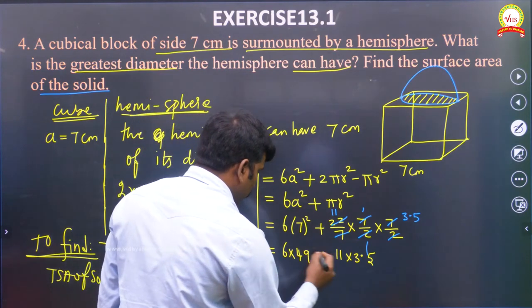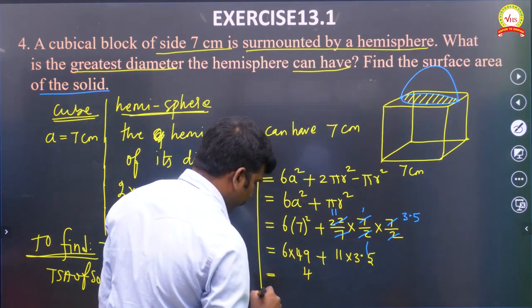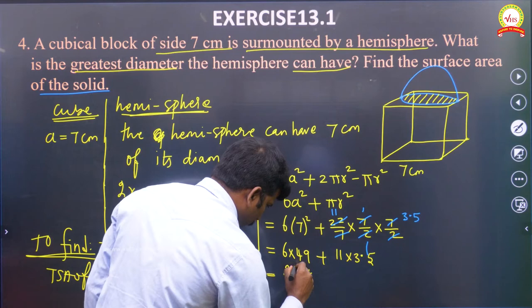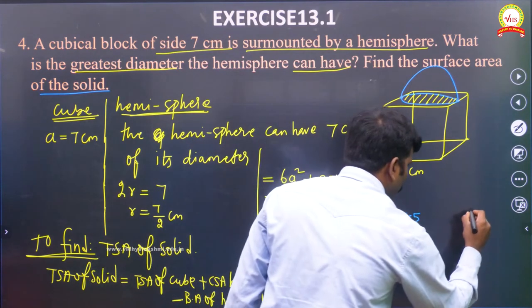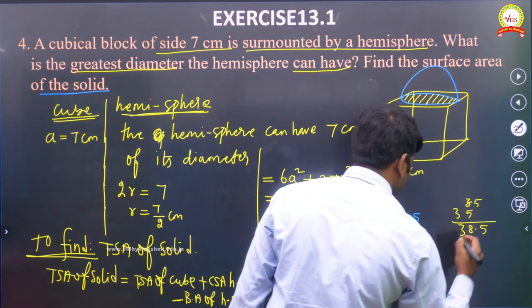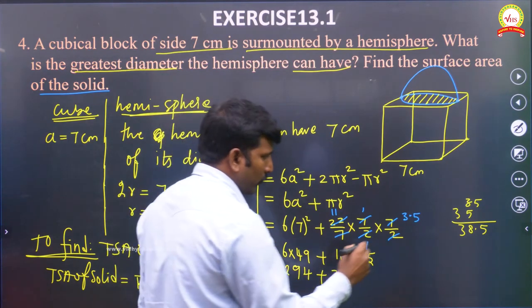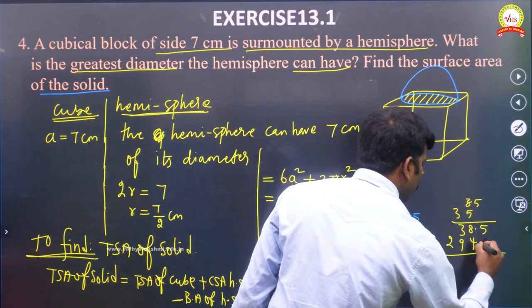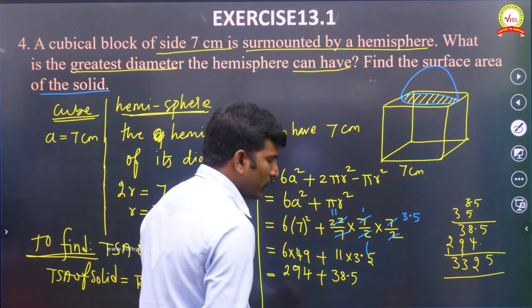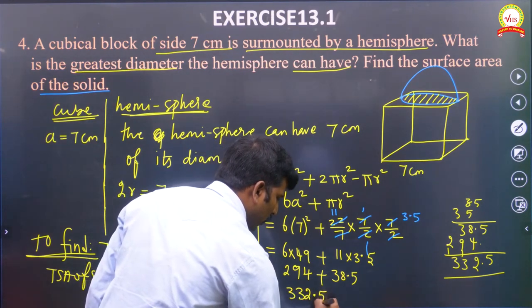Okay, now this we have to multiply. 6 9s are 54, remaining 5, then 6 4s are 24 plus 5, 29. So 294 is there. Then 11 into 3.5 is 38.5. Add this 38.5 to 294, and we get 332.5. Okay, so that's it, children.